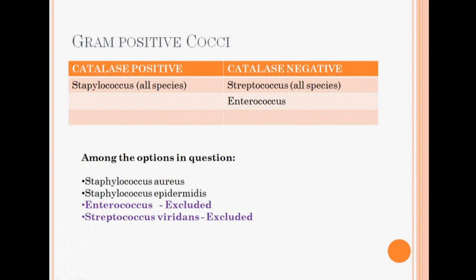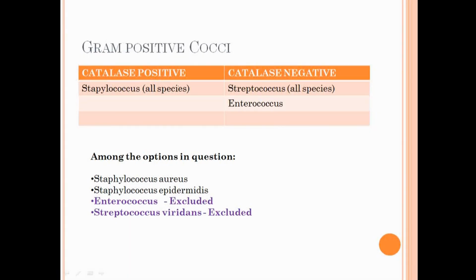And we proceed here with the gram-positive cocci as given in the question. So among the options which we are having, Staphylococcus aureus, Staphylococcus epidermidis, Enterococcus and Streptococcus viridans, we divide these 4 options into catalase positive and catalase negative organisms. All these 4 options are gram-positive cocci, but as the question says, we want catalase positive organisms only. So all species of Staphylococcus are catalase positive and all species of Streptococcus as well as Enterococcus are catalase negative. So finally we are left with only 2 options, that is the Staphylococcus aureus and the Staphylococcus epidermidis, which are catalase positive, and the other 2 options are excluded.